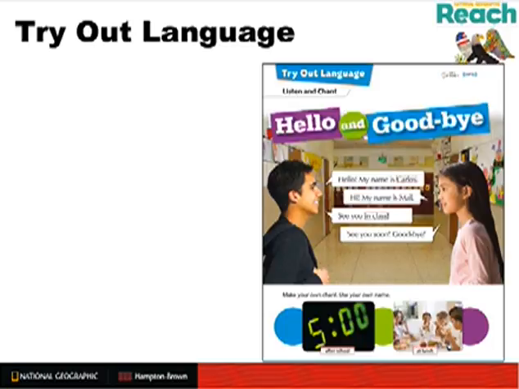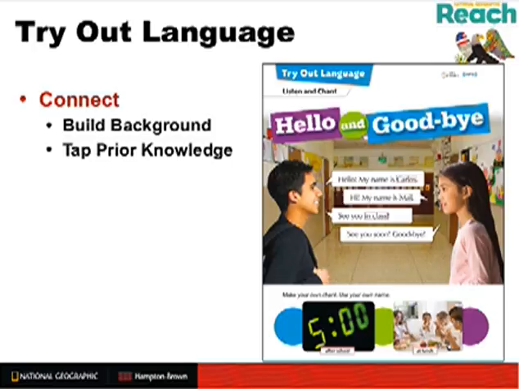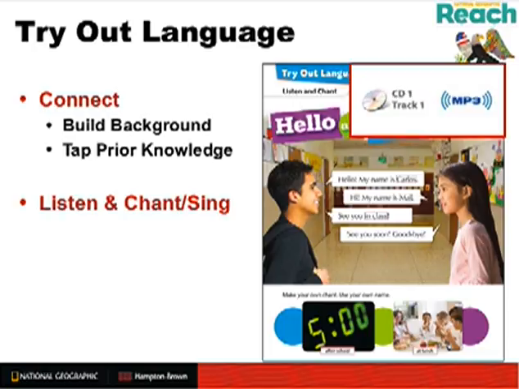Tryout language lessons allow students to start generating and manipulating language right away in a safe, risk-free context. The lesson starts by building background and tapping into students' prior knowledge. Then students listen to a song or a chant using appropriate vocabulary words. You can play this on the CD or from the website using the MP3 files.